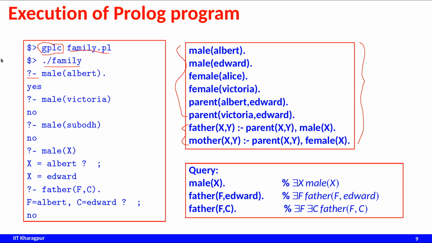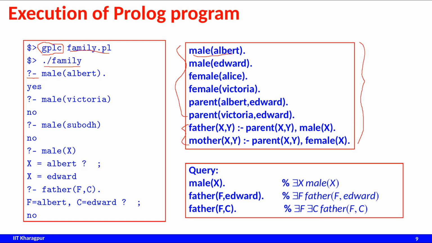So for example, if I type male Albert, it will say it's true because it can actually derive from this term that male Albert is true, so it will write yes. If I ask male Victoria, since Victoria never comes with male, definitely this is no, so it will say no. And if I ask male Subodh, since Subodh is not in its database, it will say no.